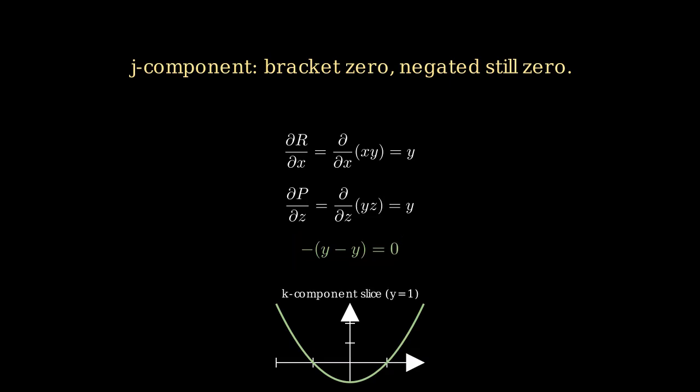Partial of p, which is yz, with respect to z. Y is held constant, giving y. Inside the bracket, y minus y equals 0, and applying the negative sign still gives 0.